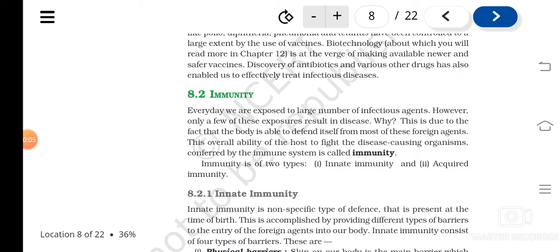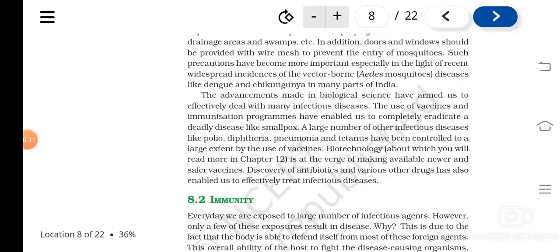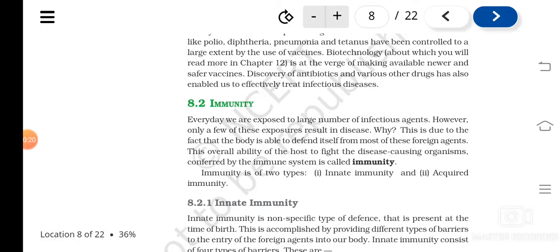So, in the previous classes, we have studied about health, diseases, and the diseases caused by various pathogens. And also, we have seen about immunity. So, what is immunity? Immunity is the ability of the host to fight the disease causing organisms, conferred by the immune system. It means the ability by which we are able to not have disease, and this is due to the presence of the immune system in our body.